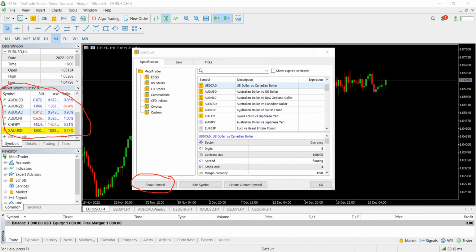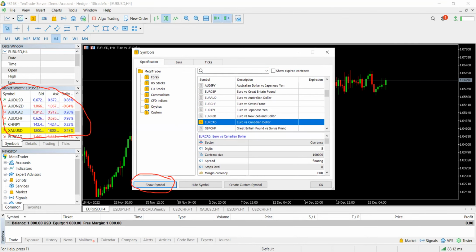Right, so you search for the pair that you want to trade. Okay, maybe this one, and then you click on show symbol. When you do that, it's going to show over here. So this is how you populate your symbol area. Okay, so let's move on.